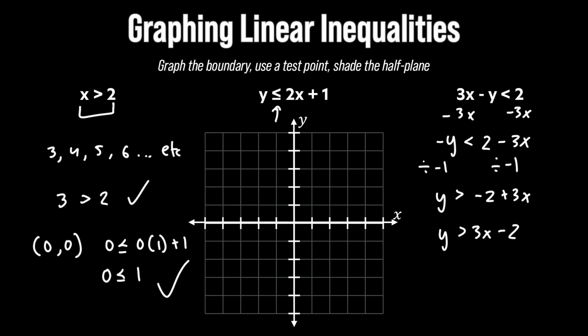So let's graph this. So the y-intercept is negative 2. So here's the point. And the slope is 3. So the line is going to be dotted because the solution has to be greater than the linear equation.